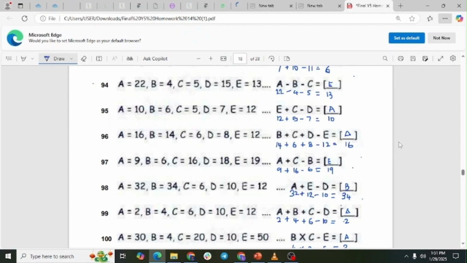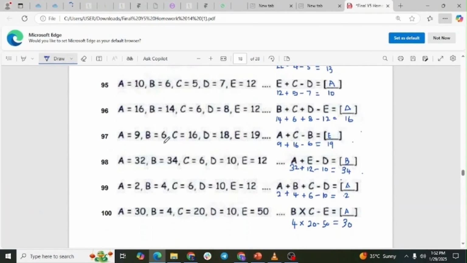Correct answer. A. Explanation. Substitute the values. 14 plus 6 plus 8 minus 12 equals 16. The result corresponds to A equals 16. Question 97. Calculation. A plus C minus B equals? Where A equals 9, B equals 6, C equals 16.